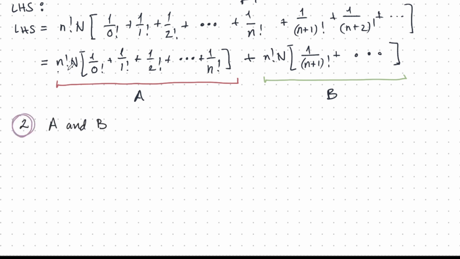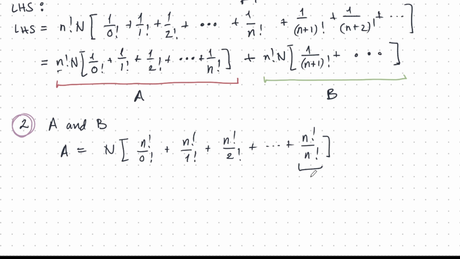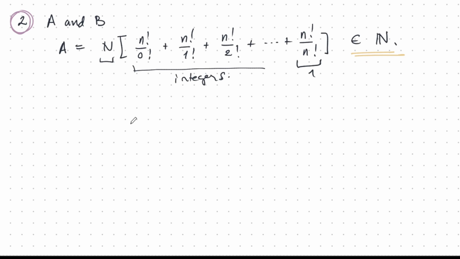Let's look at A. We can multiply everything through by this n factorial here. What we get is this. Now this is 1, but all of these here are integers, and so this is also an integer. So this means this whole thing here, A, is a natural number. I mean, think about this: n factorial is divisible by any of the factorials that are smaller. So keep this in mind. A is for sure an integer.